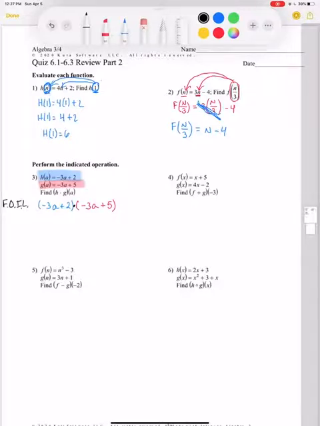So FOIL stands for first. So the first two terms, that's negative 3a times negative 3a. Negative times a negative is positive. 3 times 3 is 9. a times a is a squared. Then O stands for outer. That means the farthest thing on either end. So we have negative 3a and a positive 5. Negative times a positive is negative. 3 times 5 is 15. a times nothing, it's a.